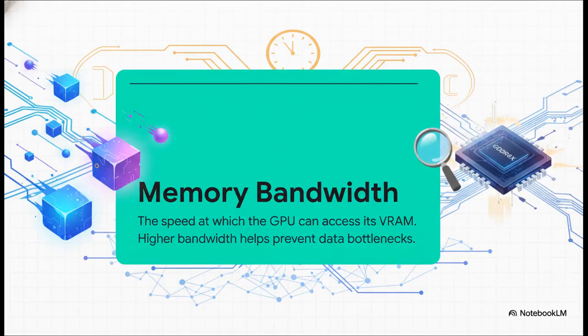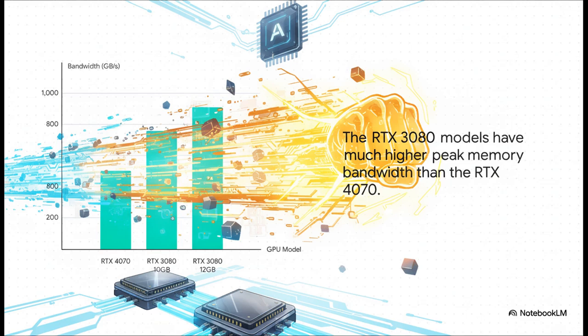But listen, having a big workbench isn't the whole story. How fast can you grab your tools and materials from across the room? That's memory bandwidth. And this is where things get really interesting. Whoa, okay, look at this. This is that architectural difference in plain sight. The Ampere cards, especially that 12GB 3080, have an absolutely massive 12-lane superhighway for data. We're talking almost double the bandwidth of the 4070. That is the Ampere brute force approach in action.